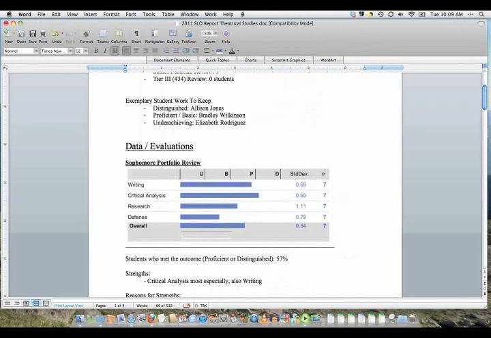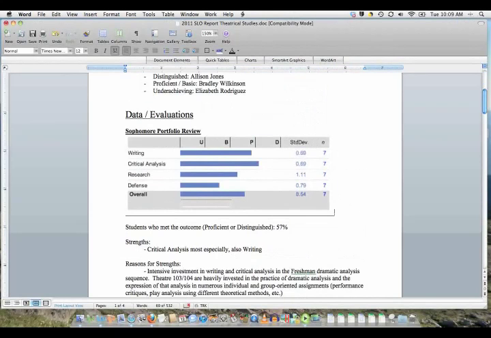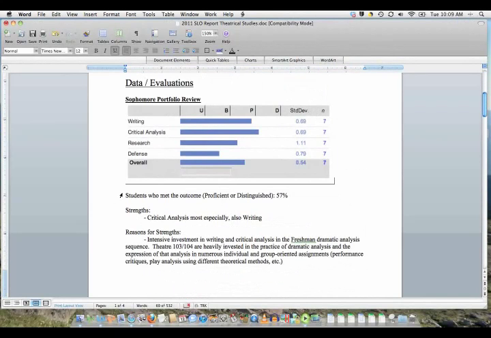So sophomore portfolio review. Here are all our sophomores. Here are their numbers. Students who met the outcome. So that's one of the things that they're going to be looking for when they review these reports. We need to have a total number of students who met the outcome. In the TSO, we decided that a sufficient level of work is proficient or distinguished.